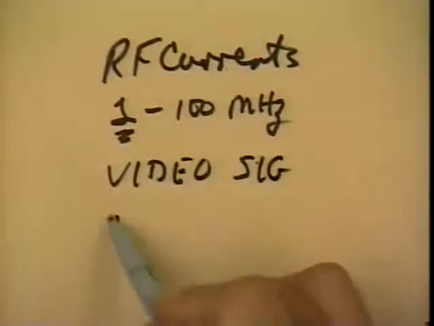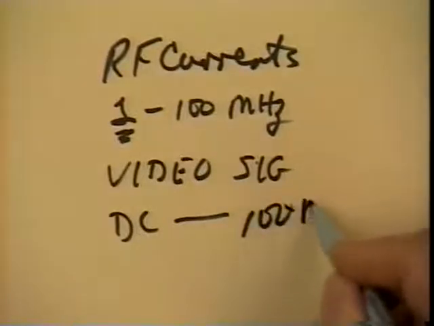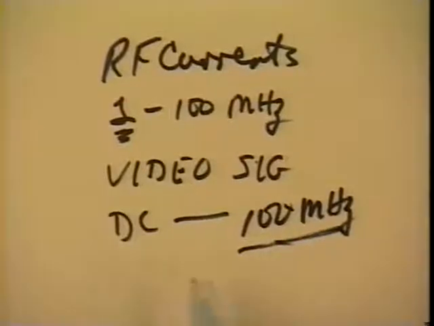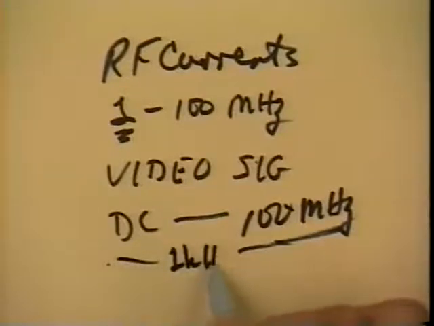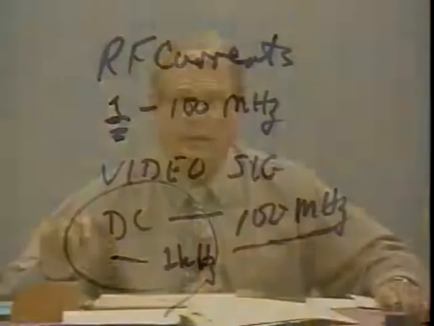Let's say the bandwidth goes from DC to, well, the classical video used to be like 6 megahertz, but now we've got all this high-speed graphic stuff. It maybe goes up to 100 megahertz in some cases. But the problem really is not the upper end. Most of the noise trouble in a video signal like this is going to occur from DC up to maybe 1 kilohertz. That's where all the noise trouble is going to be. So this is a type of signal which we do want to be careful about.